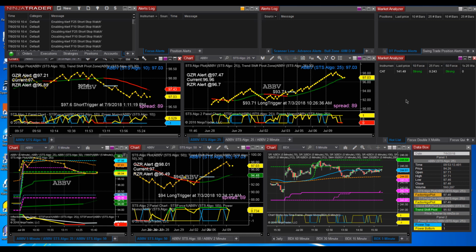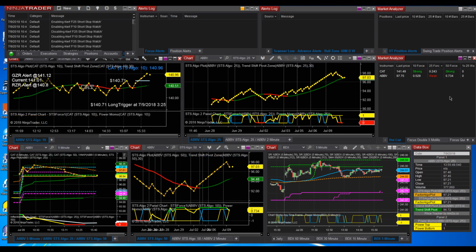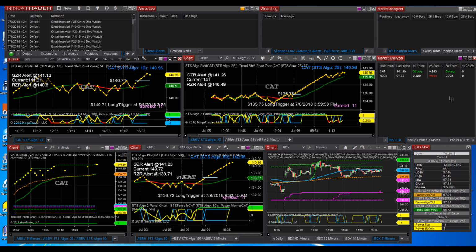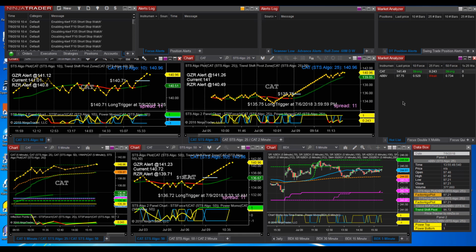If you throw that symbol into this area, it calculates the 10 force, that's over here, red or green. If it's strong, that means this line is green on this chart. Then you've got the 25, and it's showing you right now on ABBV it's weak. That's because it's red. And then we'll go over to Caterpillar, and it's showing strong down here on the 50.